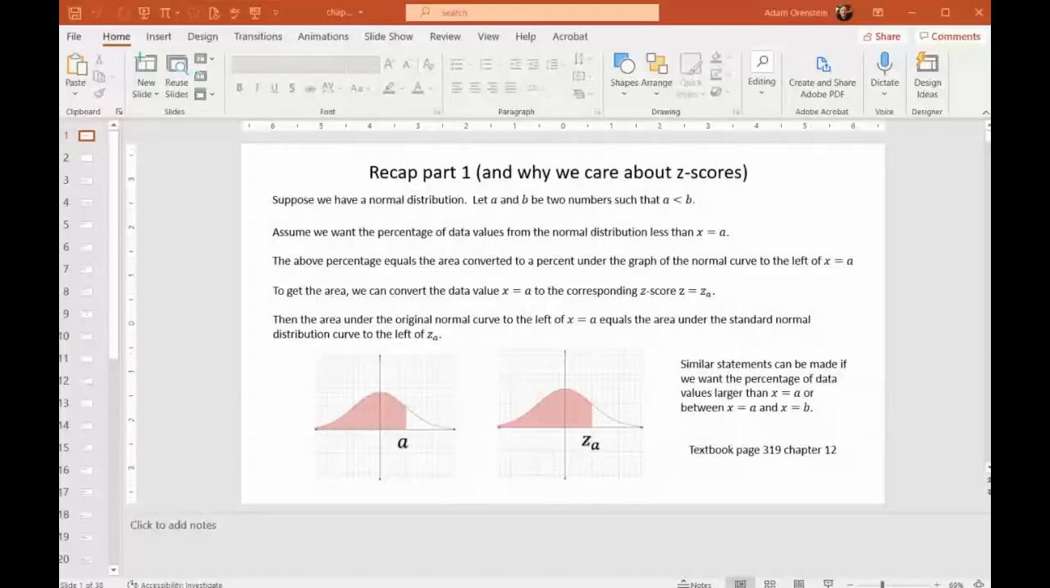Here we go. Okay. So I'm not going to go through all of chapter 12 again, of course, but I just want to recap why these z-scores are so useful.